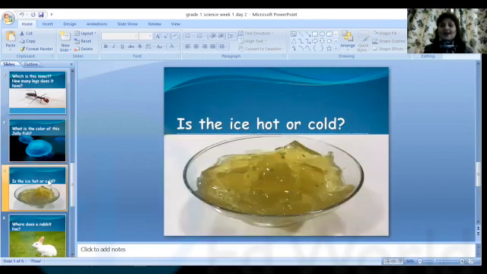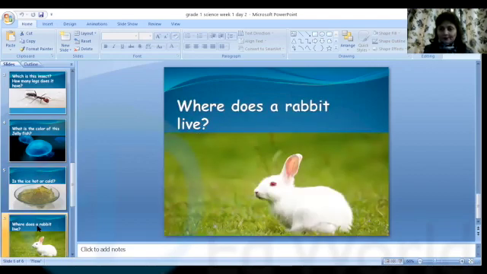Now, what is this picture about? It's about ice. Yes. Have you ever seen ice? Ice cream. Yes. And ice you see in your, yes, correct, in your fridge. So is the ice hot or cold? Is it hot or is it cold? Cold. Great job.